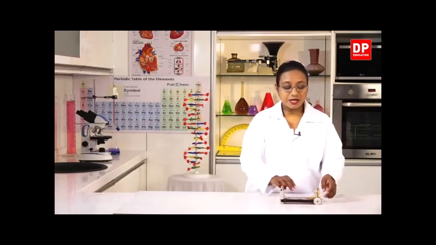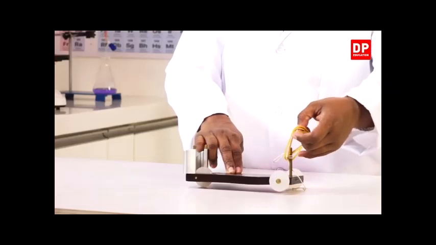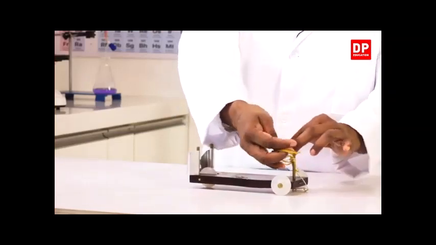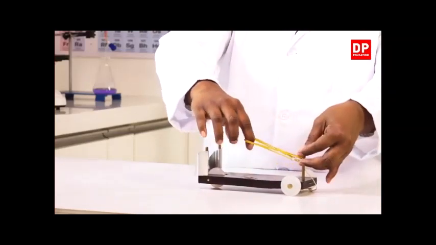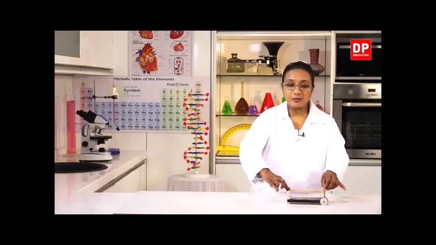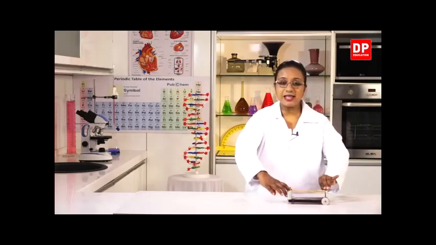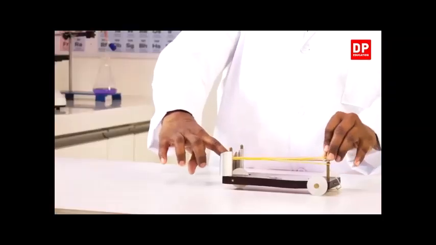Next, we need to apply the force with all 3 rubber bands so that there is a total of 3 units of force. All the 3 rubber bands have to be stretched simultaneously together and then we need to release the trolley.